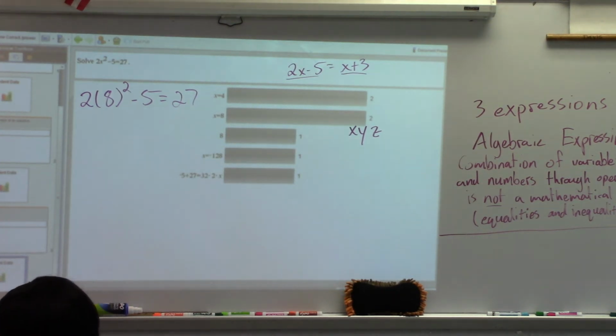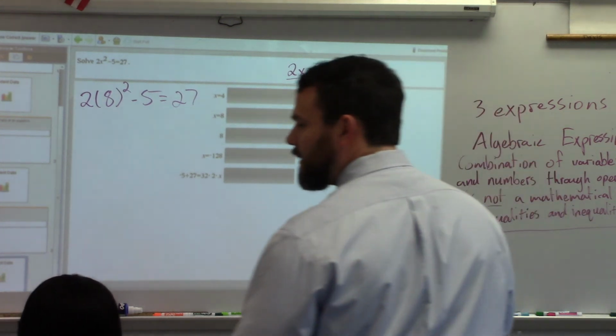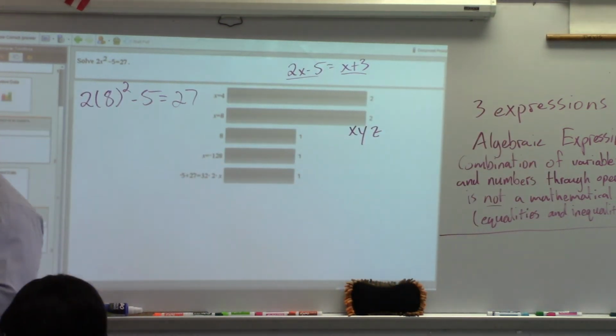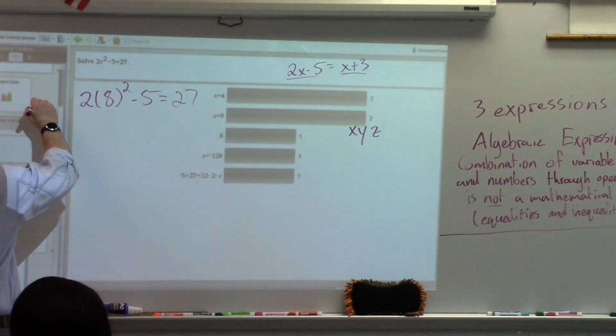Huh. So, is 8 a solution? No. How do you know? Because it's a false statement. Oh, and the calculator even told you it was false, didn't it? Oh, yikes. Okay, so that's false, so 8 is not my solution.